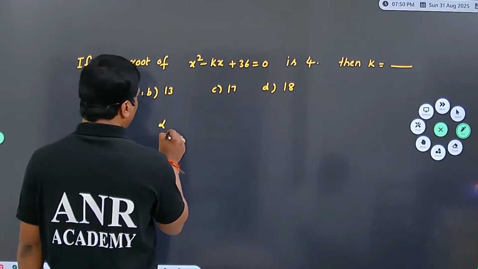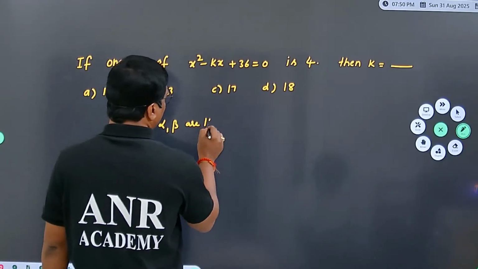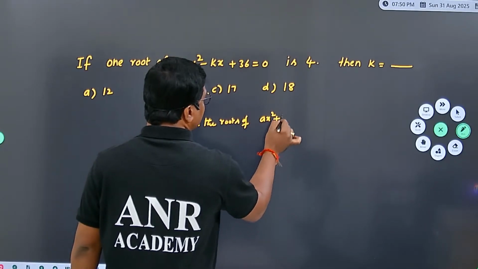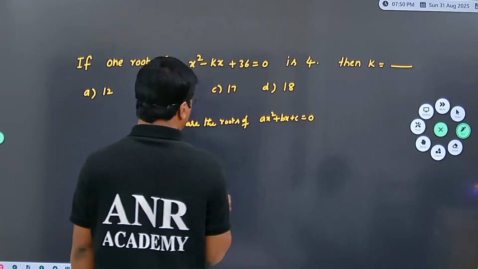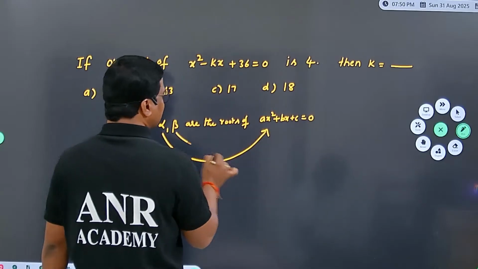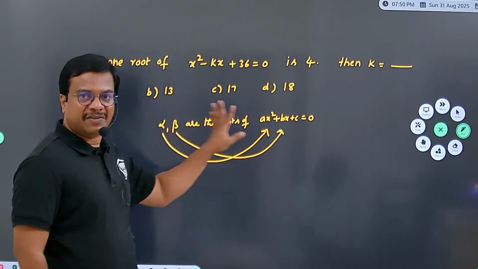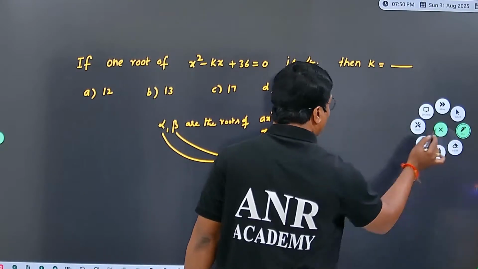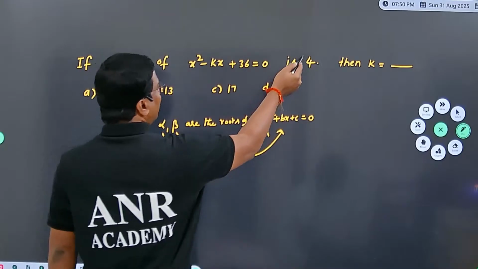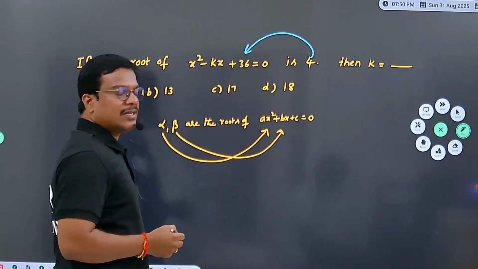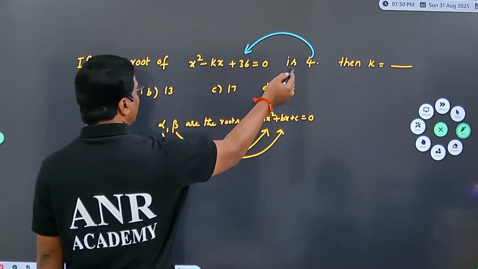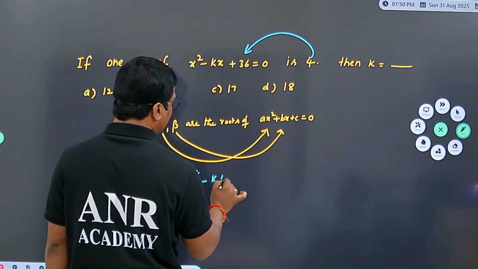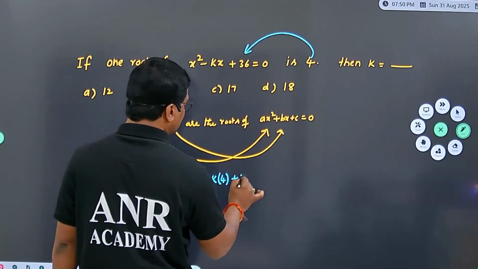Whenever alpha, beta are the roots of the equation ax square plus bx plus c equal to 0, both alpha as well as beta satisfy the equation. So here, one of the roots is given as 4, and 4 satisfies this equation. Substituting the value of x equal to 4, what happens? Observe, 4 square minus k into 4 plus 36 equal to 0.